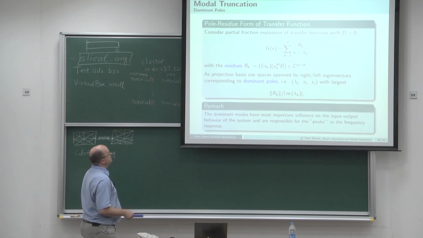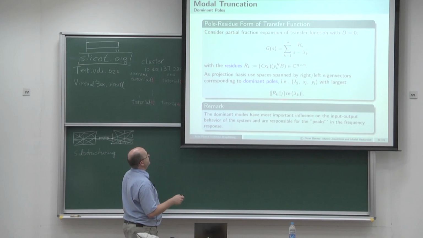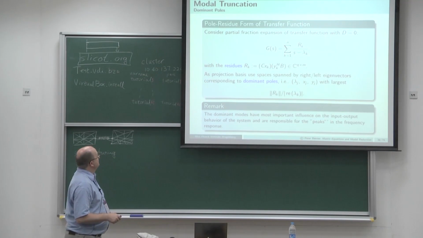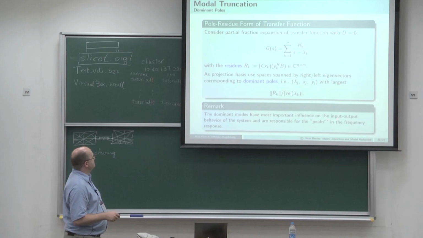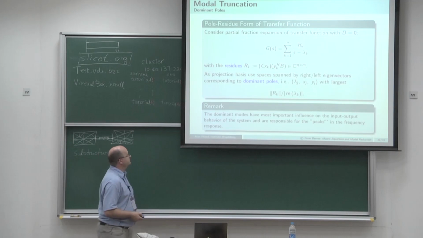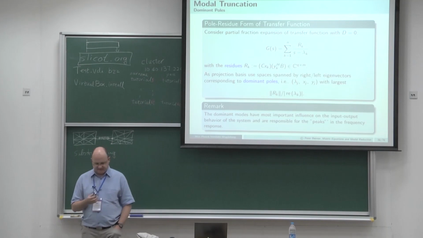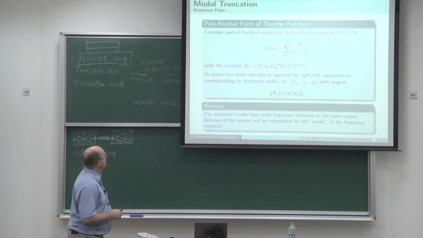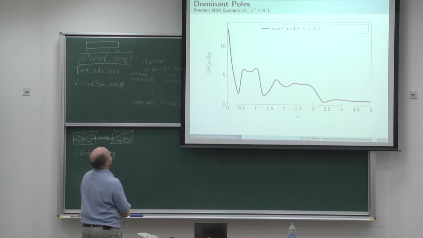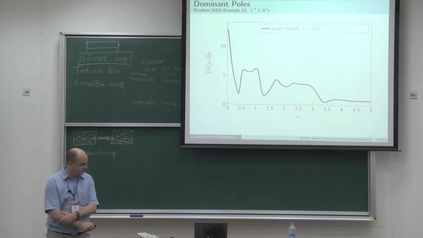Okay, and so you call those poles where these quantities are largest the dominant poles, and these will have the most important influence on the input-output behavior of the system. That's what we expect. Okay, so here a student of mine came up with an example to illustrate this.